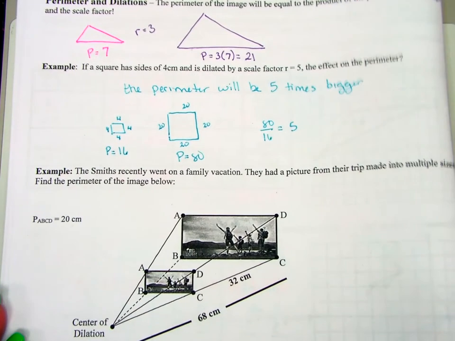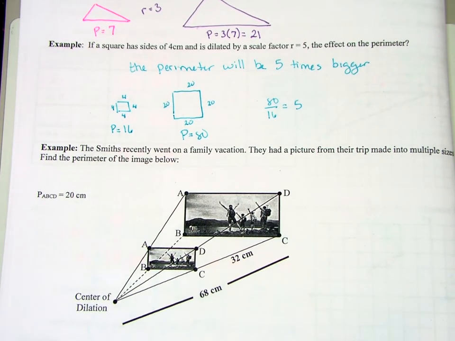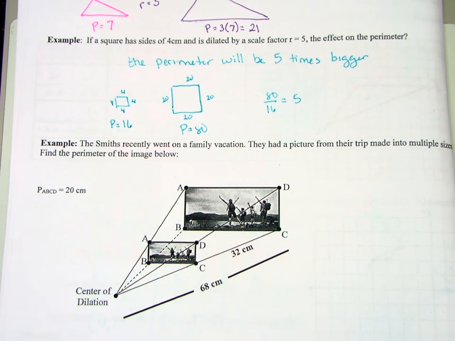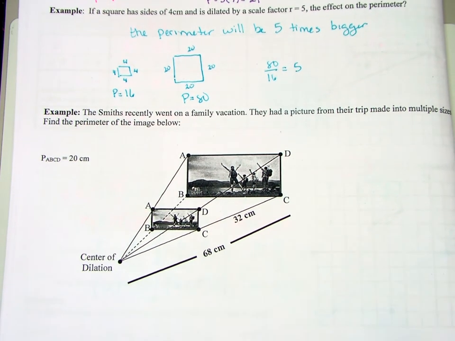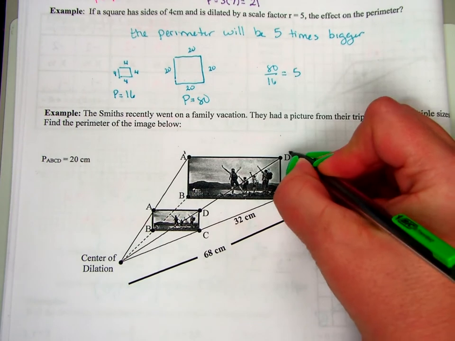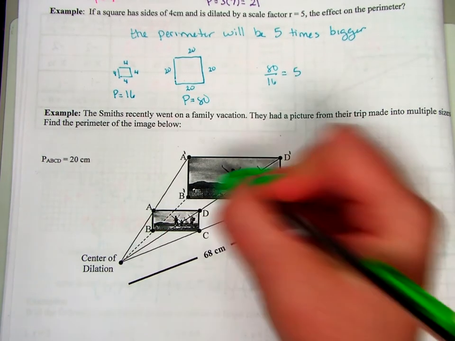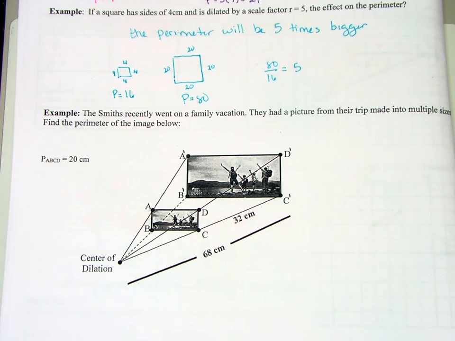Questions? Okay. Example, the Smiths recently went on a family vacation. They had a picture from their trip made into multiple sizes. Find the perimeter of the image below. Perimeter of ABCD is 20. For some reason, I looked back at my notes from last year, and there are primes on the second picture, and I don't know why this year they didn't print out. But this picture should have the primes on it. This is the enlarged version. So I know since I'm getting bigger, my scale factor should be larger than 1. Okay?